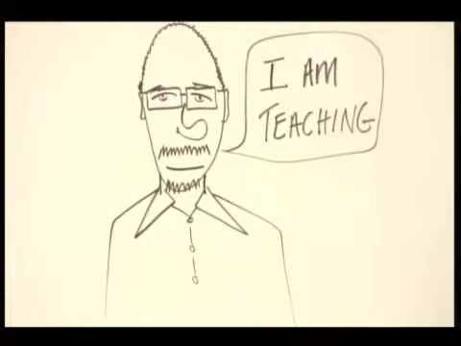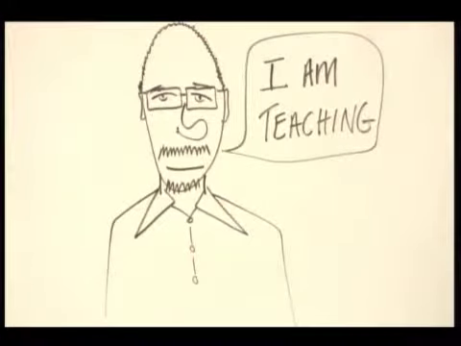Notice that when we say I am teaching in English, we're using the verb to be. That's the I am, right? So I am, you are, he is, we are, etc. We use a form of the verb to be, and then we use the ing form of the verb, which is also known as the gerund. In Spanish, we call the gerund el gerundio.